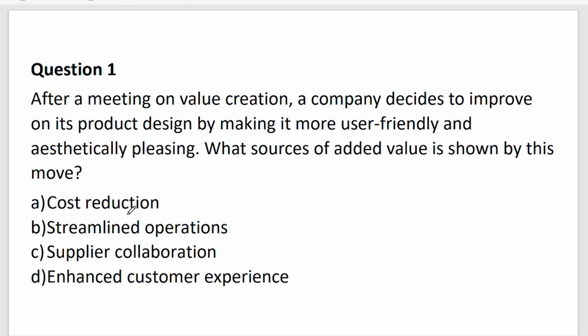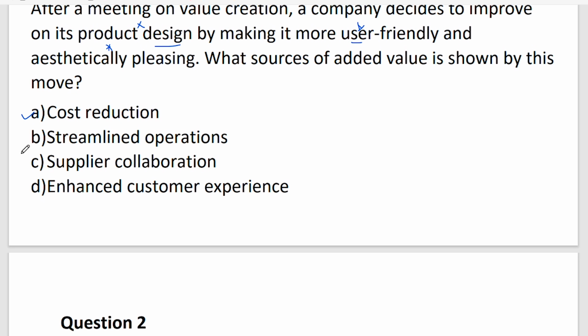After a meeting on value creation, I mean, by now you know that some of these questions are going to be practical, right? So after a meeting on value creation, a company decides to improve its product design by making it user-friendly and more aesthetically pleasing, which is just a fancy way of saying good looking. What source of added value is shown in this move? So yes, they're adding value, but what source of added value is it? Is it cost reduction? Is it streamlining operations? Is it supplier collaboration? Or is it enhanced customer experience?